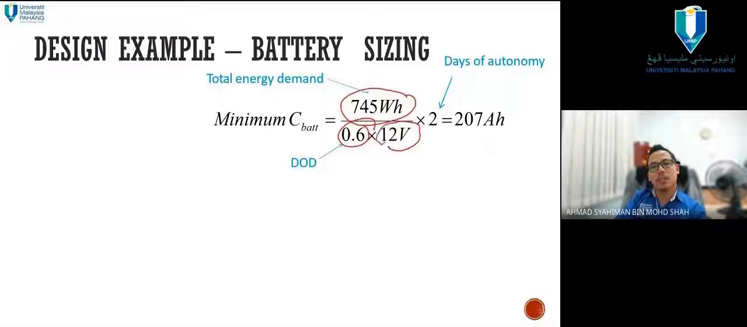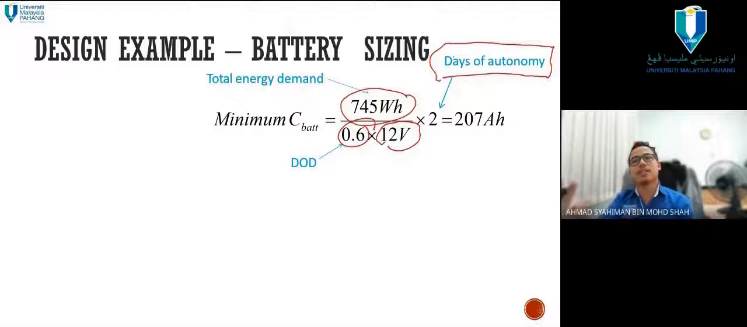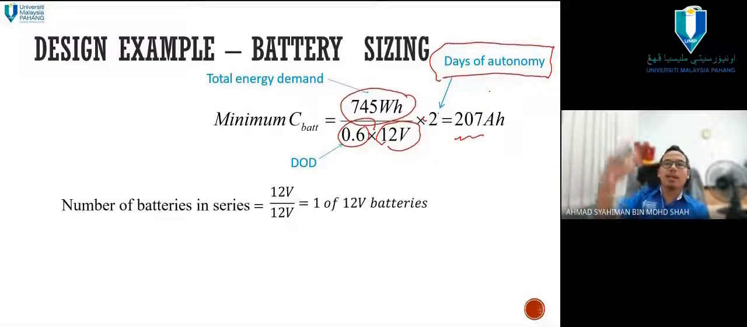And the system voltage we already know is 12 volts. Then assume that we need the system to withstand for 2 days. Okay, 2 days, so we multiply by 2. Then you are going to get 207 Ah of total minimum charge capacity that we need for our battery storage. Then from there we can easily calculate the number of batteries in series.